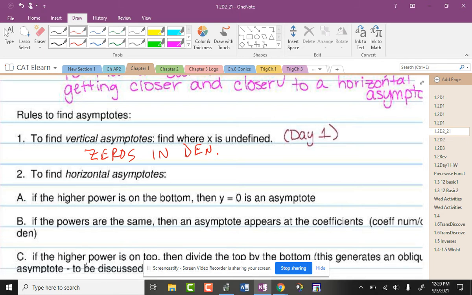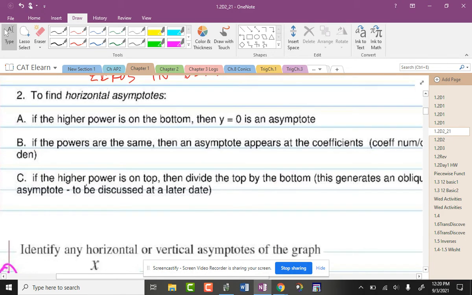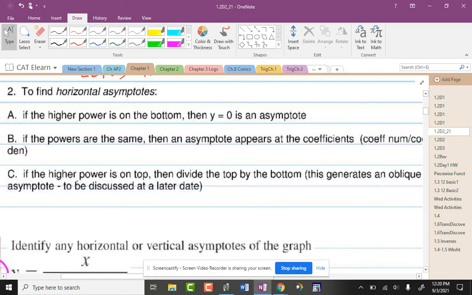Horizontal asymptotes. Actually, I'm wrong. I'm talking about horizontal asymptotes. Vertical asymptotes really only happen in rational functions. Sorry about that. Horizontal asymptotes can happen in other functions. We'll see one today. But these rules are for rational functions only. So if the higher power is on the bottom, then y equals 0 is an asymptote.